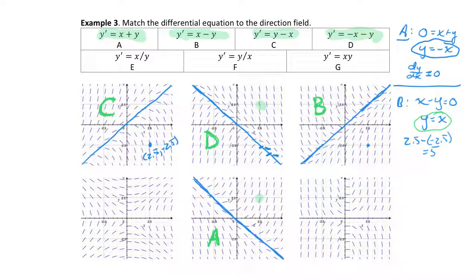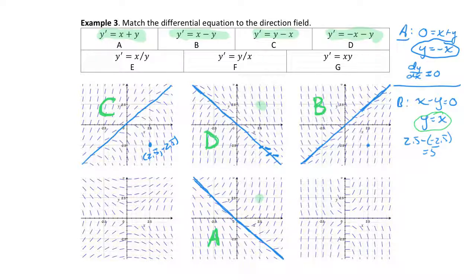So now we're down to E, F, and G, and it's just these last two graphs. Okay, so I'm going to think about E. E is x divided by y. If x is 0, that means we're on the y-axis. On the y-axis, we would have 0 divided by y, which would be 0. Along the y-axis, do I have slopes of 0? I do. Oh, that's interesting. So that could be E.